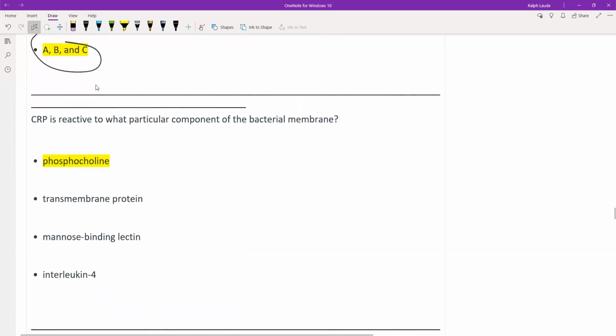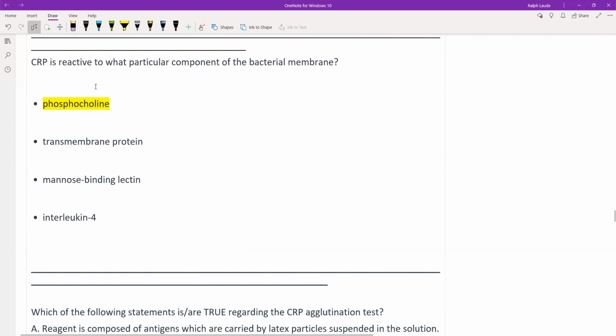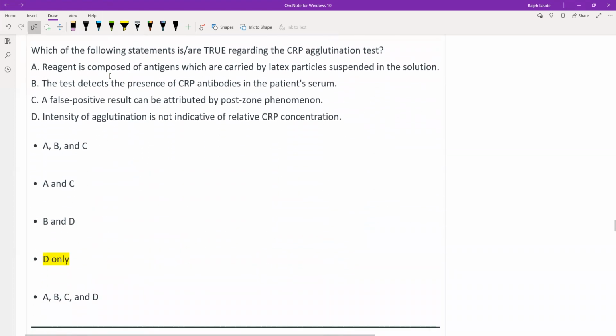Next. CRP is reactive to what particular component of the bacterial membrane? Of course, phosphocholine. That's why it is much more increased in bacterial infection than viral infection. Which of the following statements is or are true regarding the CRP agglutination test? The agent is composed of antigens which are carried by latex particles suspended in the solution. Wrong. What is being suspended in your latex particles is not the antigen, but the antibodies.